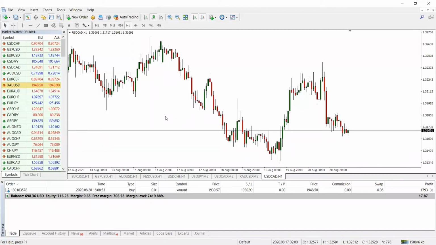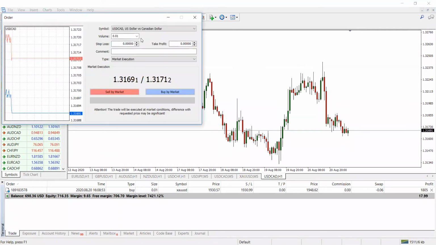Okay, so now we're going to show you how to set the partial close, right? Don't forget partial close, the volume must be larger than 0.01. As we have over here, the smallest volume is 0.01. So assuming I set a trade of 0.02, now I can do a partial close.